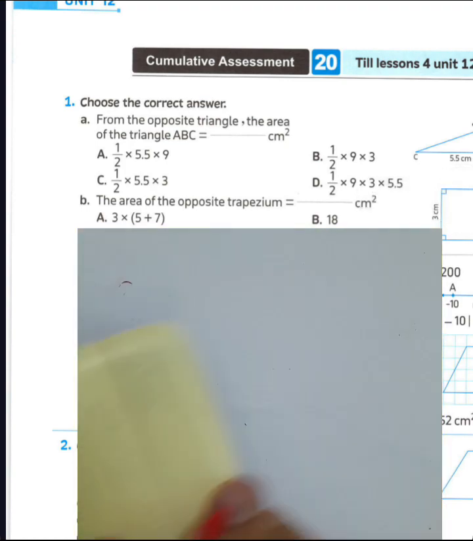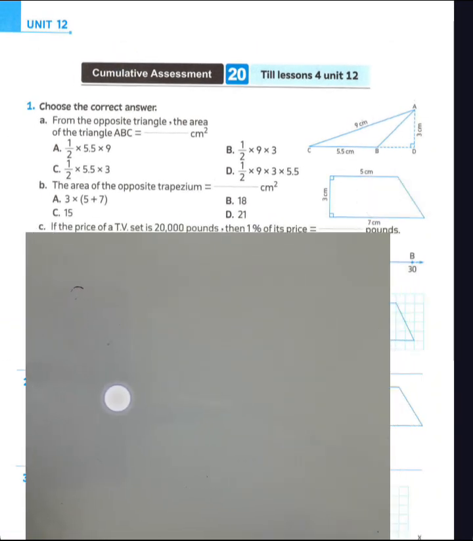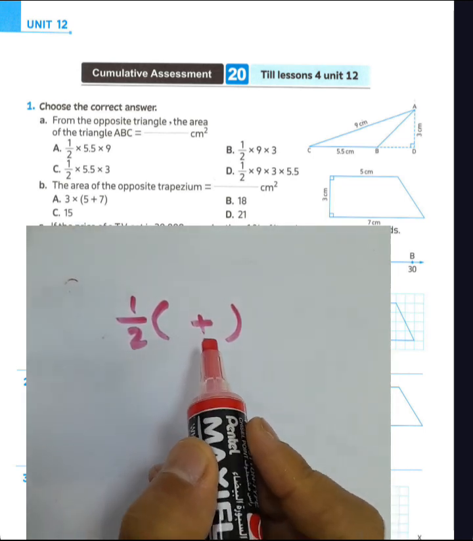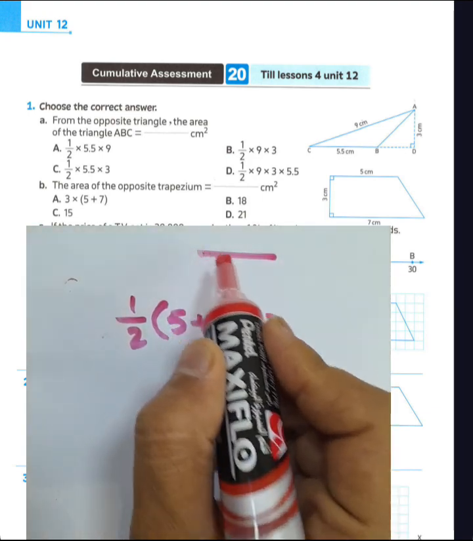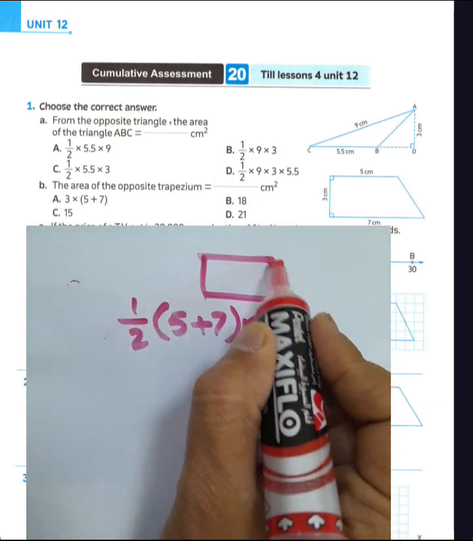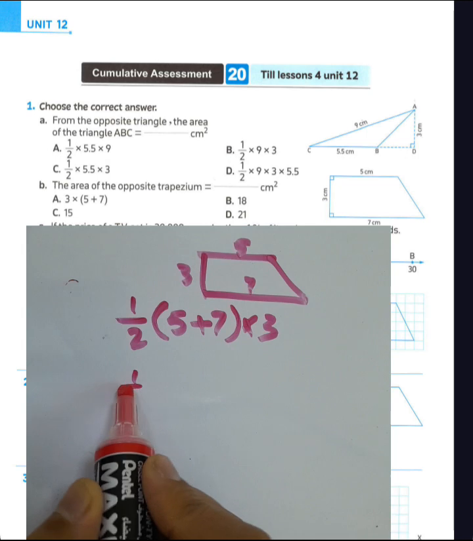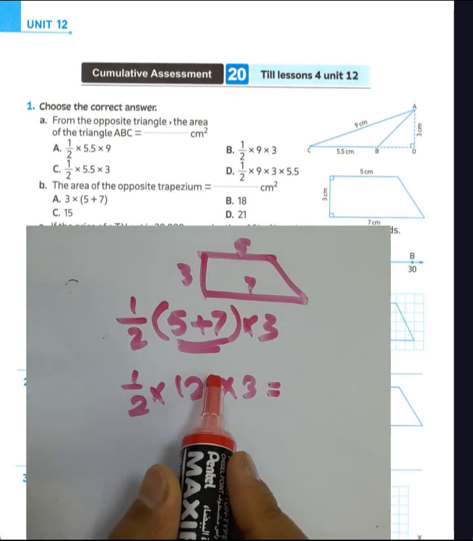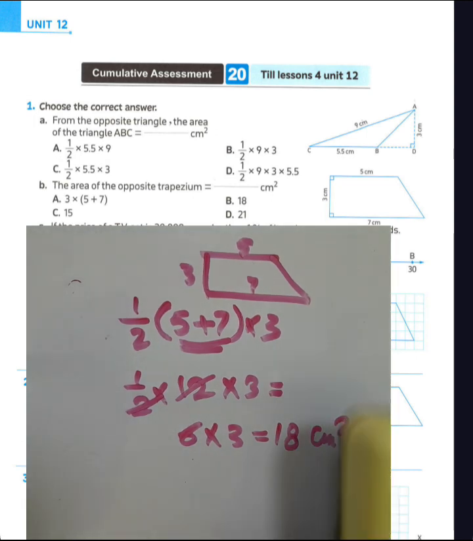Okay. Next example, the area of the opposite trapezium. We can find the area of a trapezium by half the sum of the two bases, 5 and 7, times the height, 3. The result will be half the sum of them, 7 plus 5 is 12, times 3. Half of 12 is 6. 6 times 3 equals 18 square centimeters.